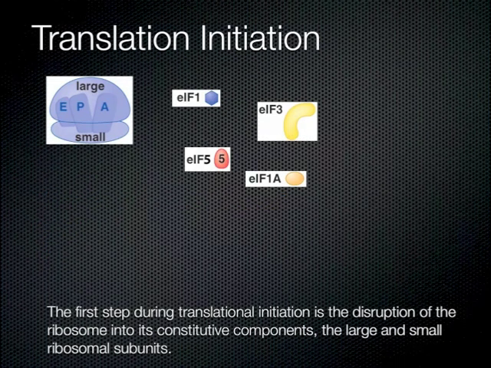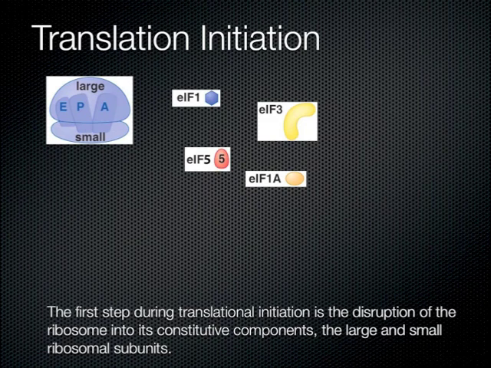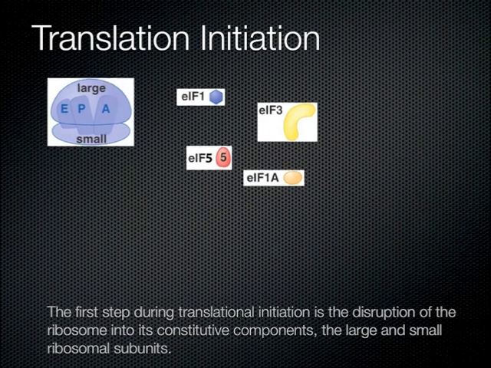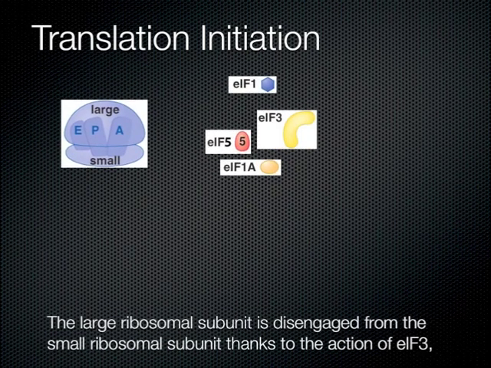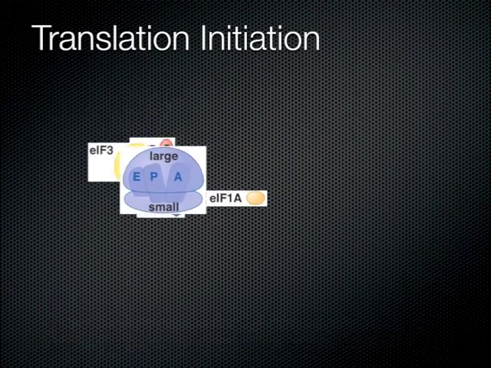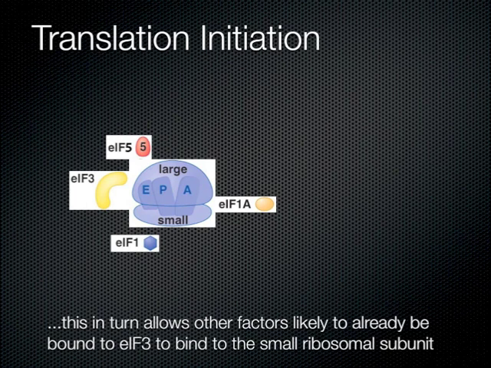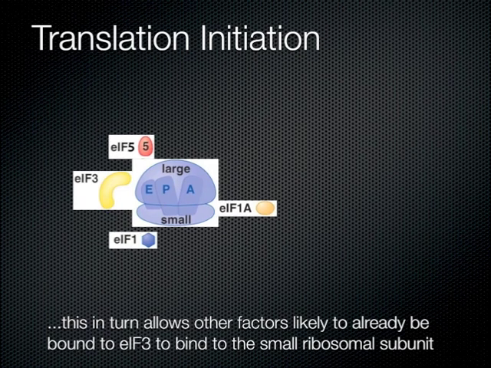The first step during translational initiation is the disruption of the ribosome into its constituent components, the large and small ribosomal subunits. The large ribosomal subunit is disengaged from the small ribosomal subunit thanks to the action of the eukaryotic initiation factor 3. This in turn allows other factors, likely to already be bound to EIF3, to bind to the small ribosomal subunit.